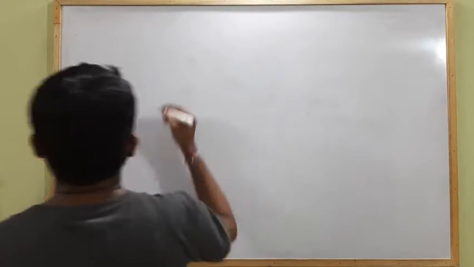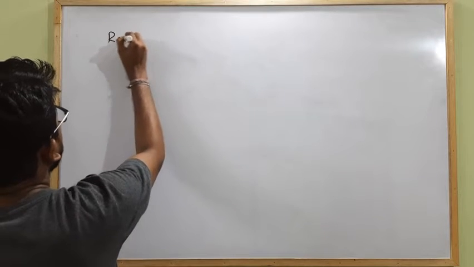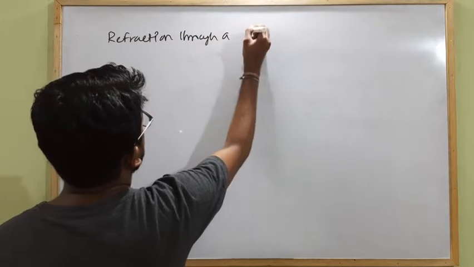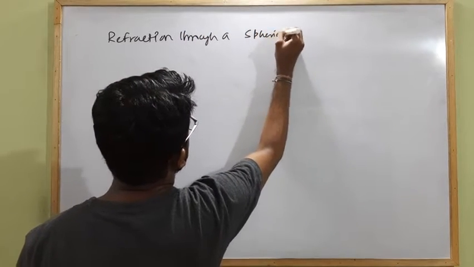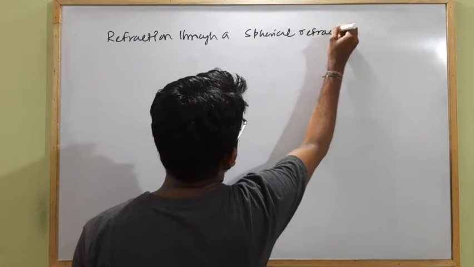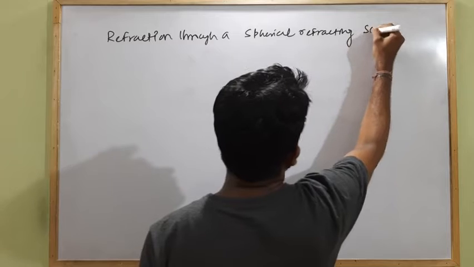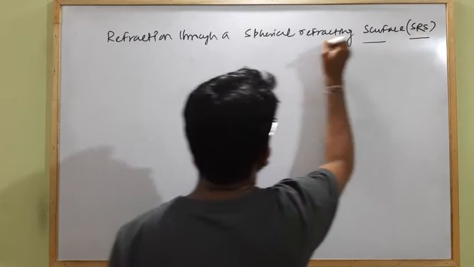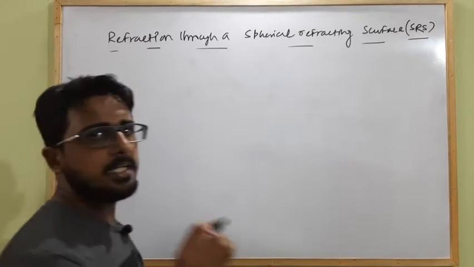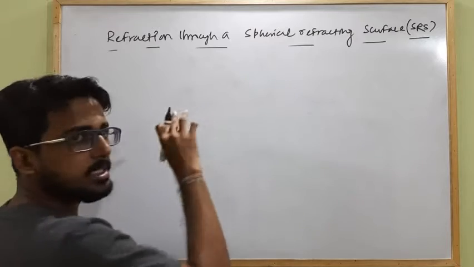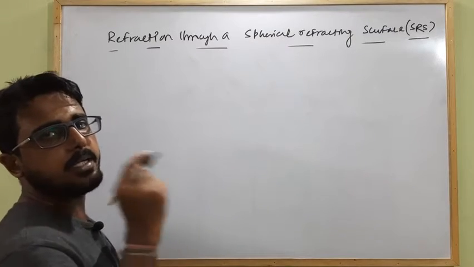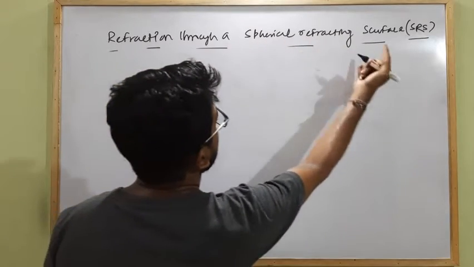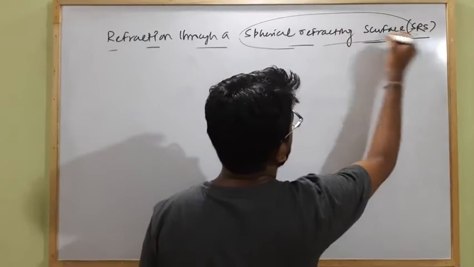So refraction through a spherical refracting surface, or simply SRS. What is a spherical refracting surface? Basically, a refracting surface is a surface which separates two mediums of different refractive index. Clear? So what is refraction through a spherical refracting surface, or SRS?